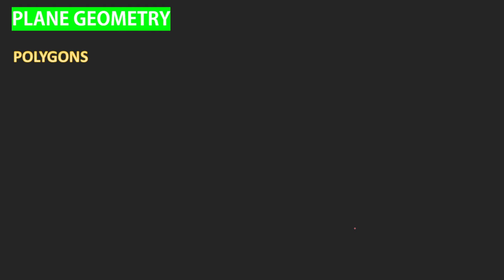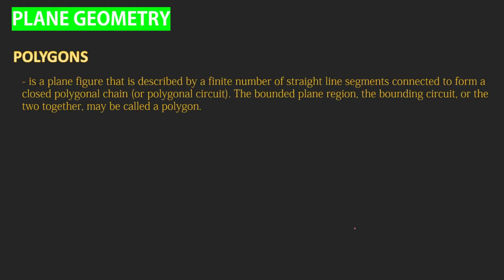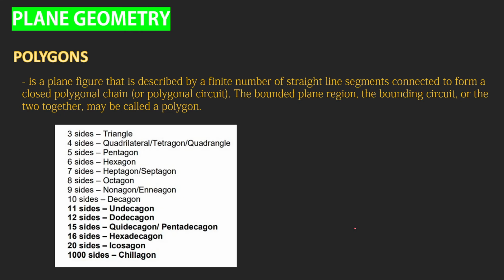Next, polygons. It is a plane figure that is described by a finite number of straight line segments connected to form a closed polygonal chain or a polygonal circuit. The bounded plane region, the bounding circuit, or the two together may be called a polygon.